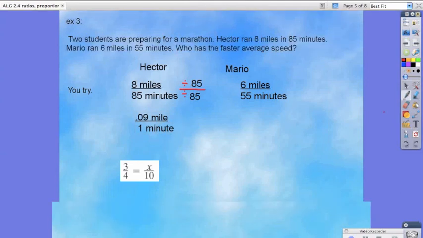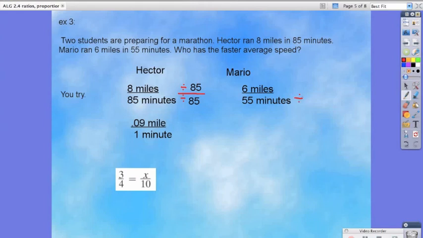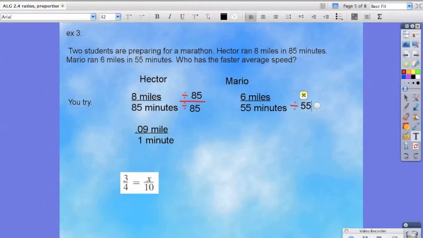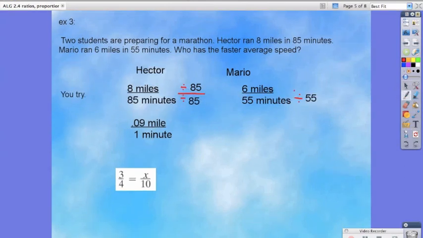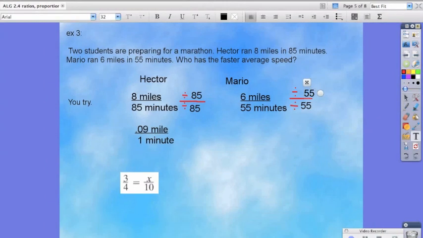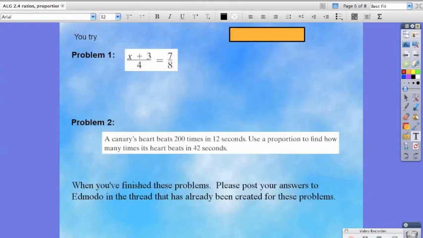Mario, we're going to have to divide by 55 to the denominator to make that a 1. And again, whatever we do to the bottom, we also have to do to the top. So when we divide this, we're going to have 1/10 of a mile per 1 minute. Now because Mario's speed is 1/10 of a mile per minute, that means he's actually a little bit faster than Hector's speed.